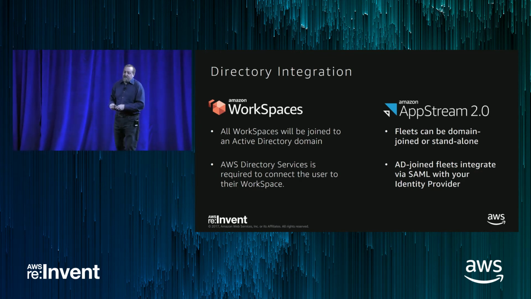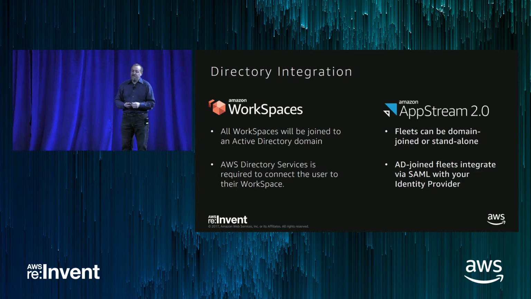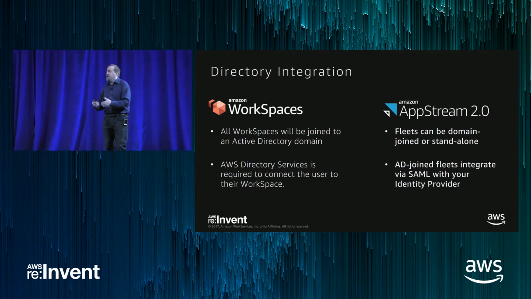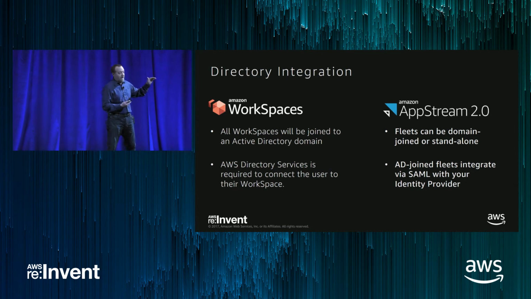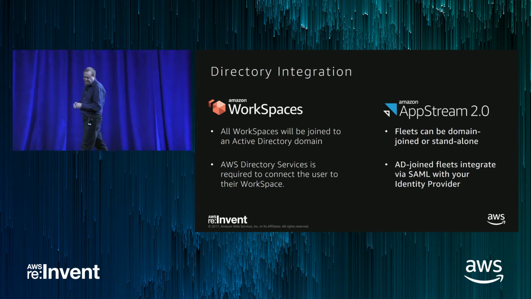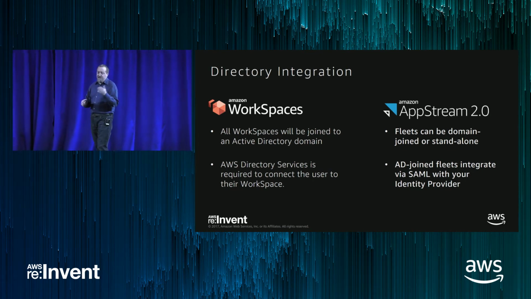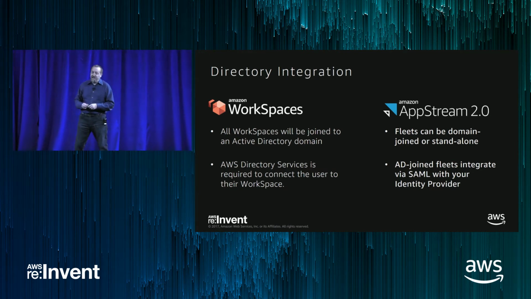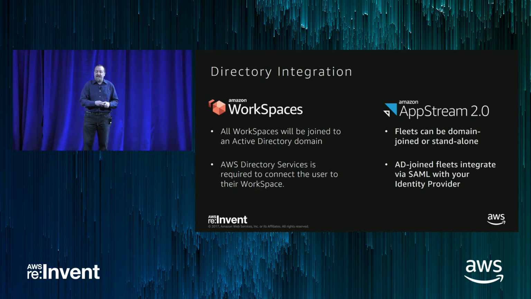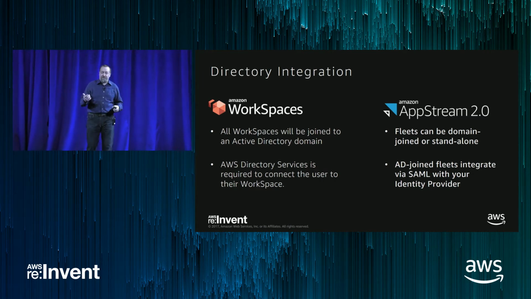Under WorkSpaces, the directory service gives you a reg code. The directory service is how workspaces connect a user to their specific workspace. The reg code is the same for all users within a directory. For AppStream, for domain joined fleets, the connection between a user and their fleet is created by the relay state. It's handled by the relay state passed via a SAML response.